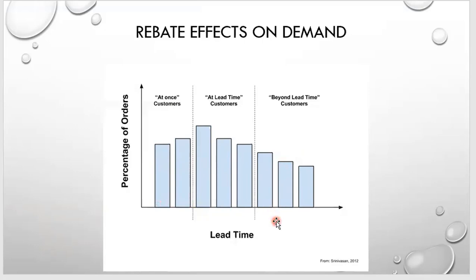What may happen if you create an incentive for a customer to buy their product earlier than expected? What happens is these beyond lead time individuals right here will suddenly shift their demand over to the at-once customers. So what will happen is you basically have a shift of your demand to the left.